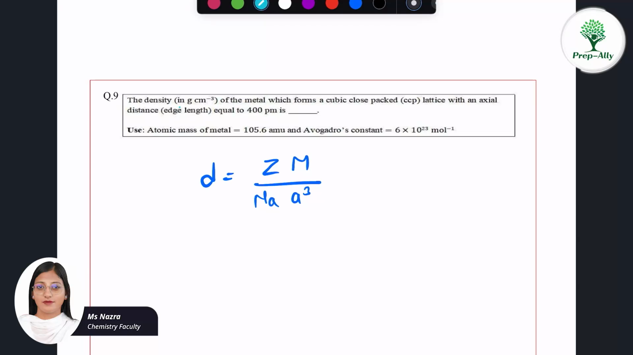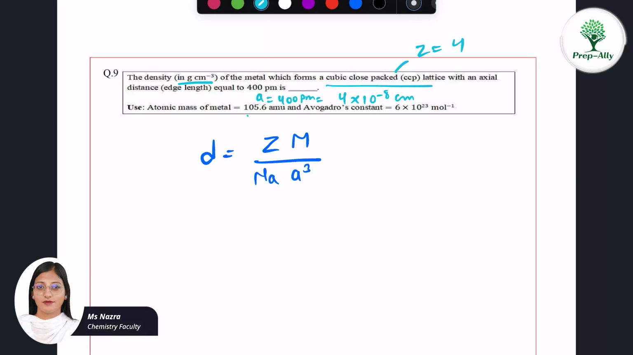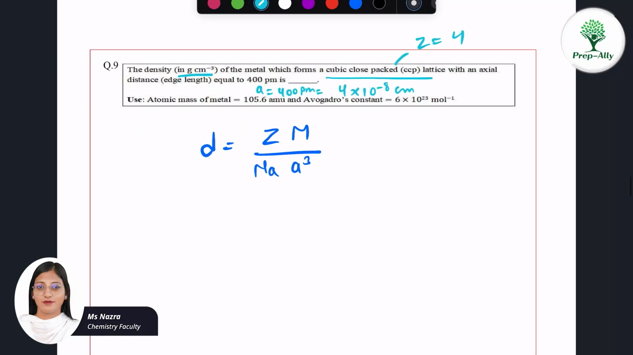Now let's see here. It's asking gram per centimeter cube, and for CCP we know that the number of atoms is 4 over there. Edge length is 400 picometer. This we can convert into centimeter. It will become 4 into 10 to the power minus 8 centimeter. Atomic mass is given to you, 105.6 u. Now we can just substitute directly the values.